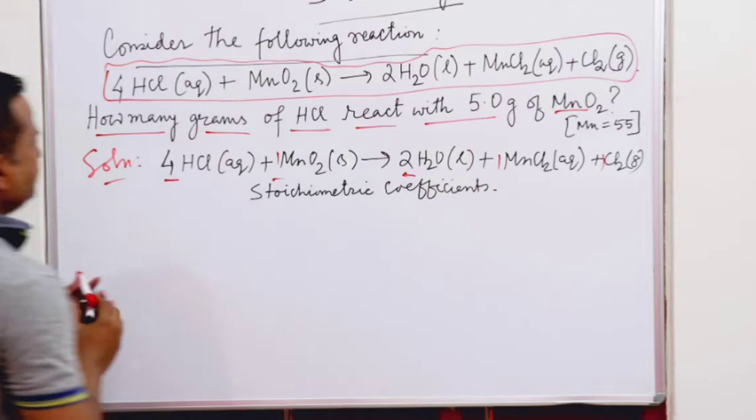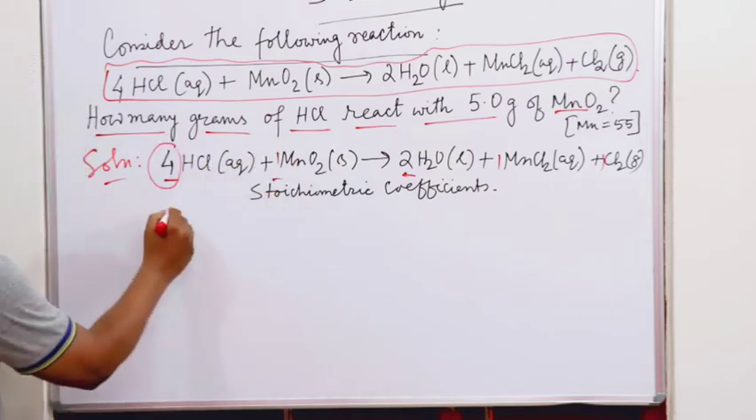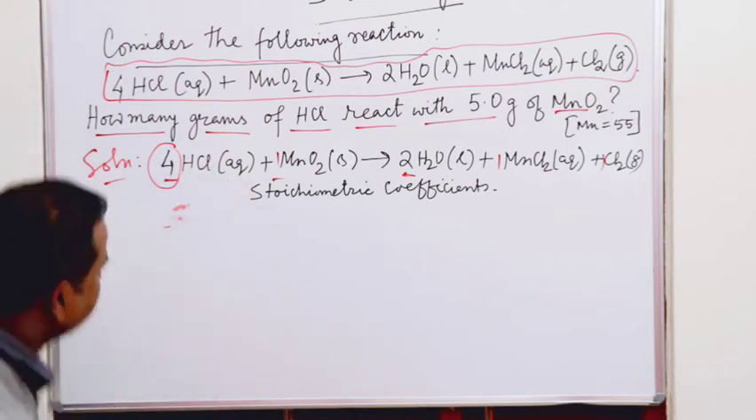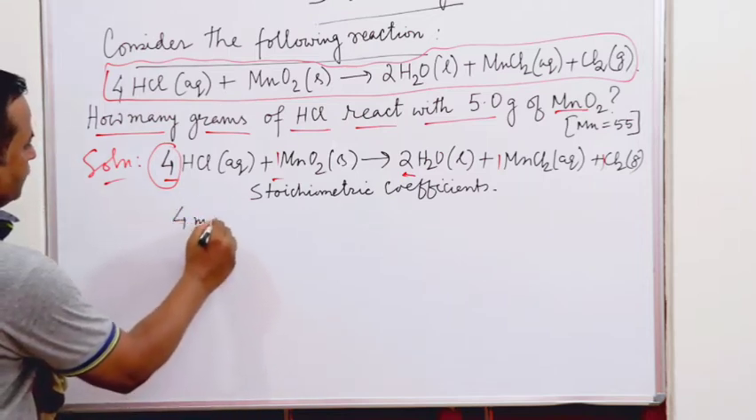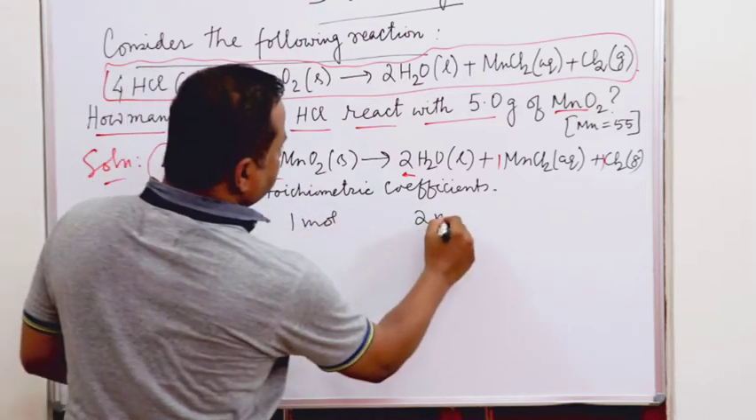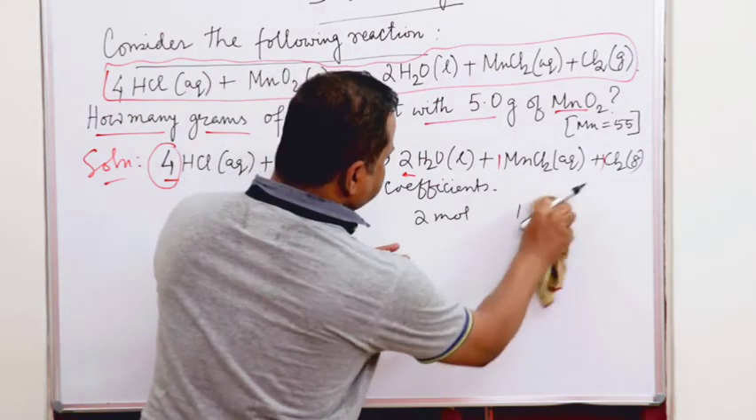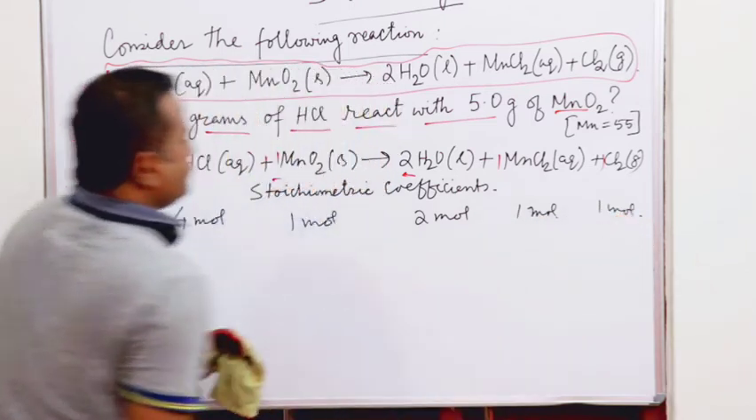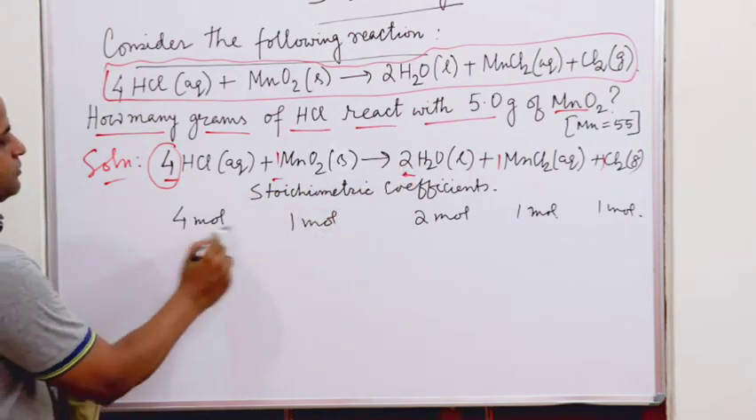Okay, now from this stoichiometric coefficient we can write that 4HCl also refers to 4 mole, 1 mole, here 2 mole, and here also 1 mole, and finally 1 mole. So this is the quantitative relationship between the reactants and products in terms of mole.